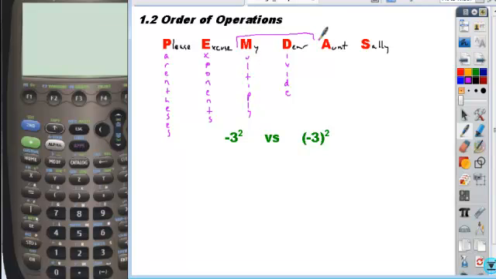The same is true for A and S, which is add and subtract. It doesn't matter which one you do first. Subtracting is just adding the opposite. Dividing is just multiplying by the reciprocal. So they're the same, similar process anyway. Okay, so those are the order of operations. For the most part, you guys are familiar with this.